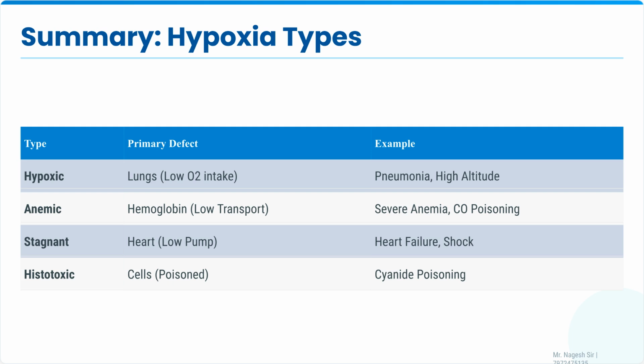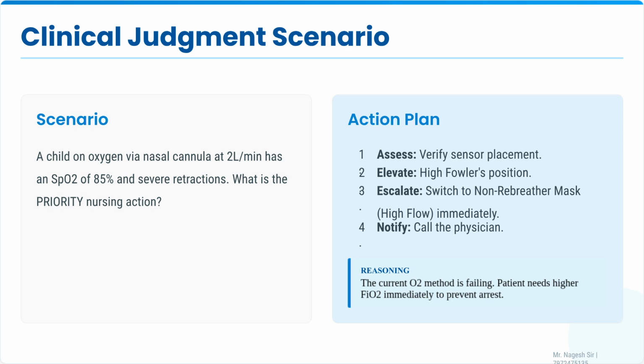This slide summarizes the 4 types of hypoxia: hypoxic, anemic, stagnant, and histotoxic. In a scenario where a child's SpO2 is low with severe retractions on a nasal cannula, the priority nursing action is to immediately escalate to a non-rebreather mask, elevate the head, and notify the physician.